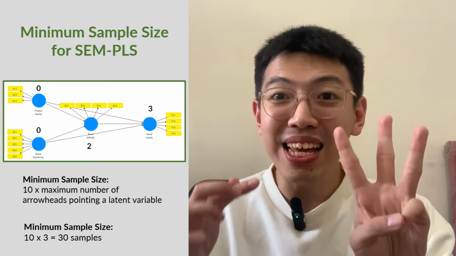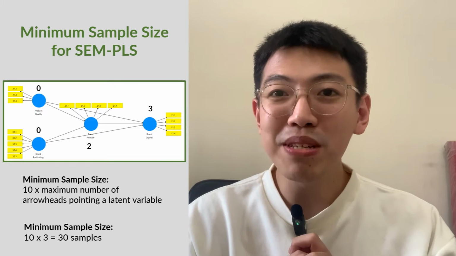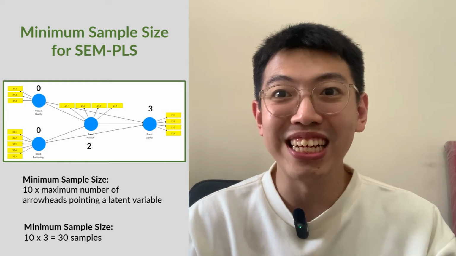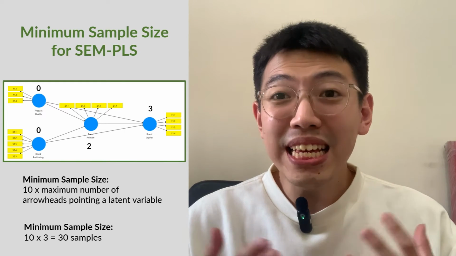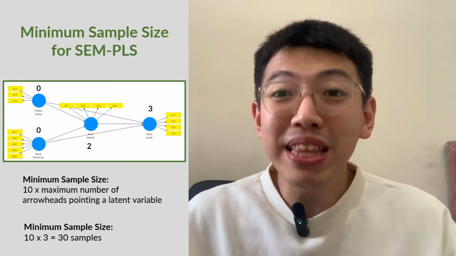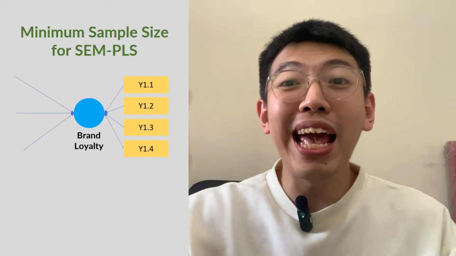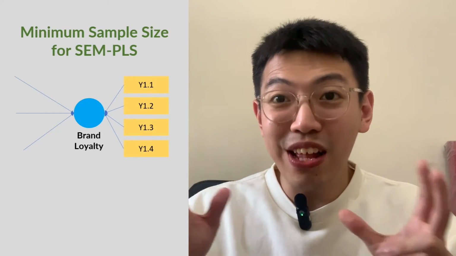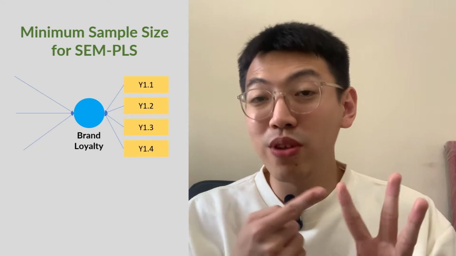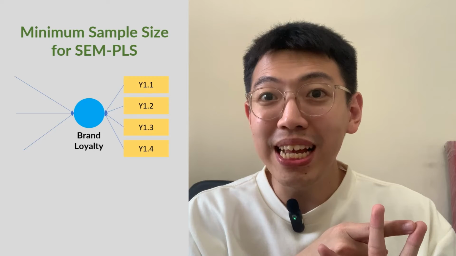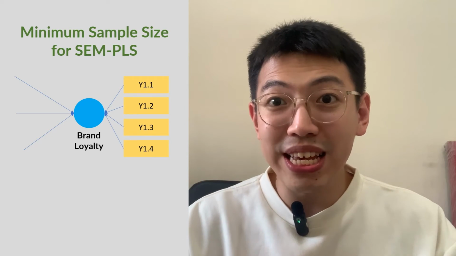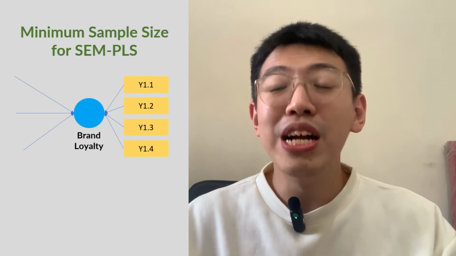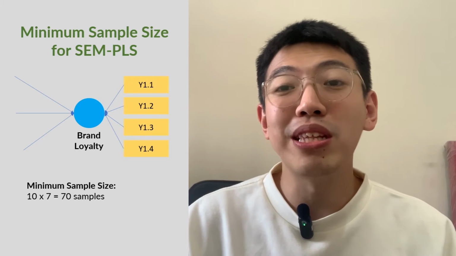So the maximum is 3 multiplied by 10. So the minimum sample size required based on the Hair et al. 10 times rule is 30. Is it clear, right? What if the indicators of brand loyalty are formative indicators? Then all the arrows point at the latent variable. So the arrowheads pointing at the latent variable will be 3, coming from product quality, brand attitude, and also brand positioning, added with 4 formative indicators, Y1.1, Y1.2, Y1.3, and Y1.4. So the minimum sample size will be 7 multiplied by 10.